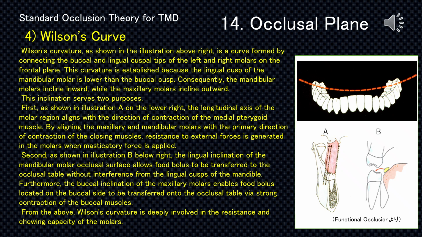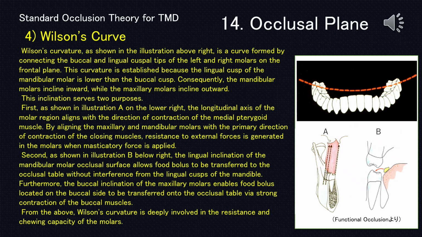purposes. First, as shown in illustration A on the lower right, the longitudinal axis of the molar region aligns with the direction of contraction of the medial pterygoid muscle. By aligning the maxillary and mandibular molars with the primary direction of contraction of the closing muscles, resistance to external forces is generated in the molars when masticatory force is applied.